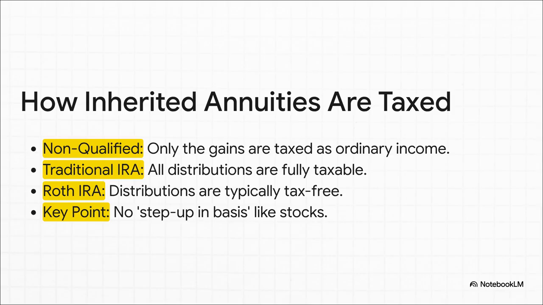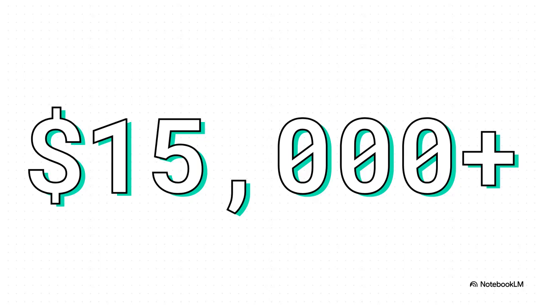And listen, that last point on the slide, it's a killer. You know how with stocks, when you inherit them, the tax bill on the gains kind of gets wiped clean? That's the step up in basis. Well, with annuities, that does not happen. All the tax on all that growth is still due. And just to put a number on it, a $50,000 gain in an inherited annuity could easily trigger a tax bill of $15,000 or more. That's not pocket change, right? That's a serious chunk of the inheritance that could vanish if you're not prepared.